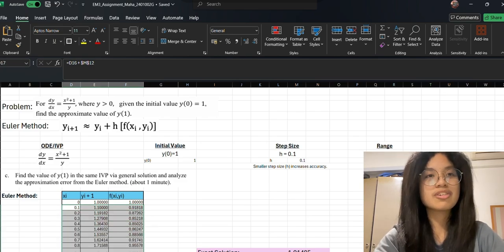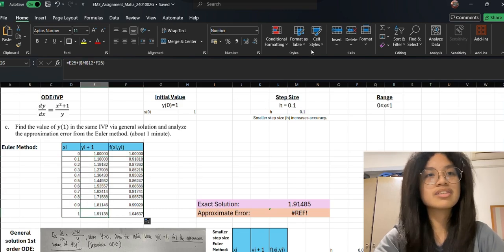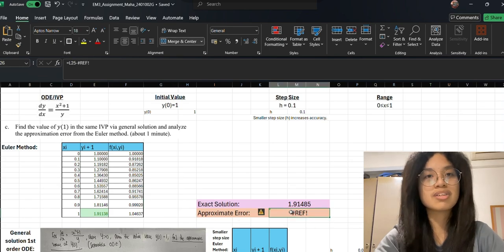Do the same for the second row until xi equals 1. Hence, through using Euler's method, y when x equals 1 is 1.91138.